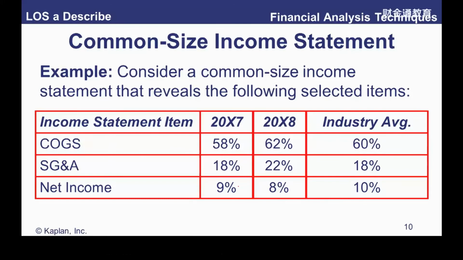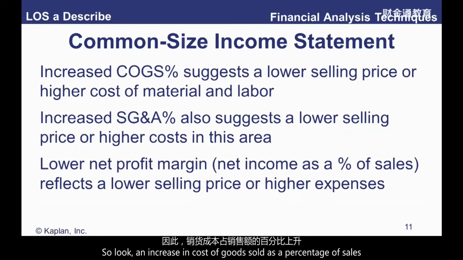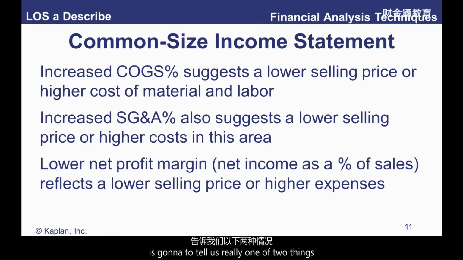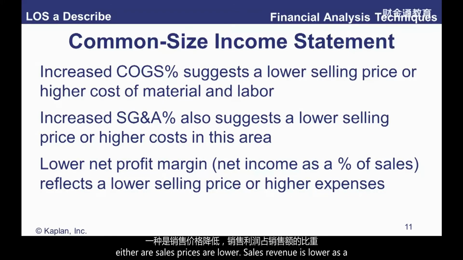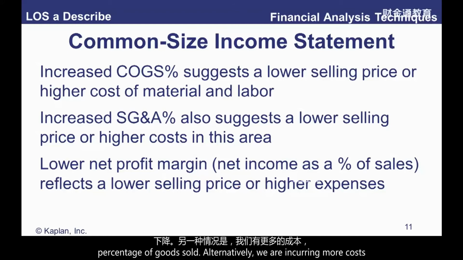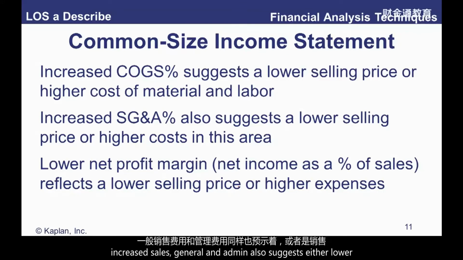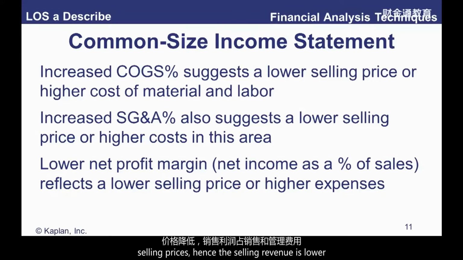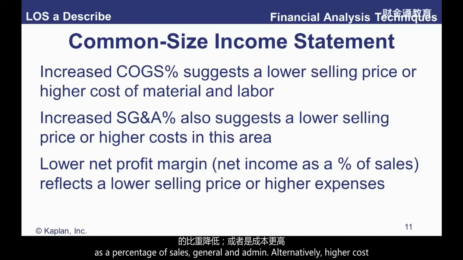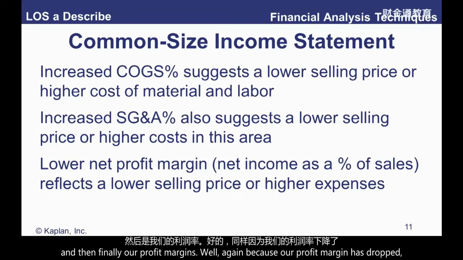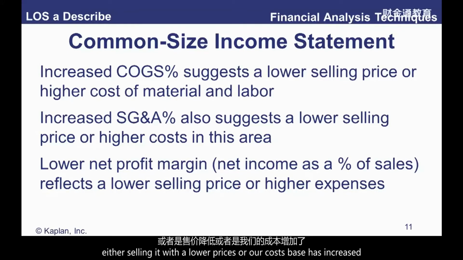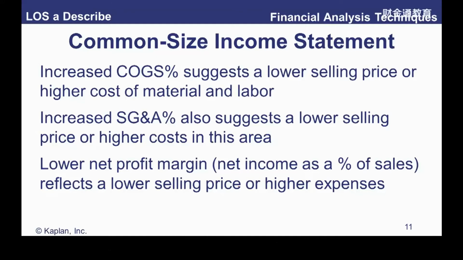So look, an increase in cost of goods sold as a percentage of sales is going to tell us really one of two things. Either our sales prices are lower, so the sales revenue is lower as a percentage of cost of goods sold, or alternatively, we're incurring more cost, materials cost, labor cost, the cost of manufacture has increased. Increased sales, general and admin also suggests either lower selling prices, and hence sales revenue is lower as a percentage of sales, general and admin, or alternatively higher costs. And then finally our profit margins, well again, either that's saying to us, because our profit margins have dropped, either we're selling at a lower price or our cost base has increased.